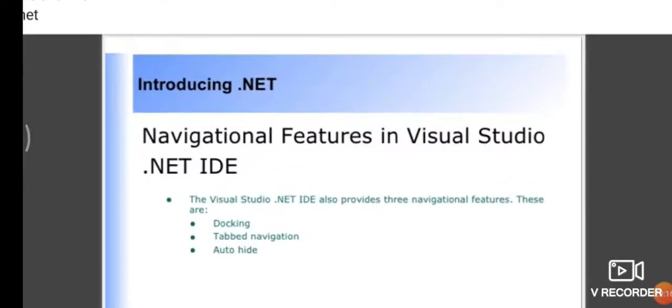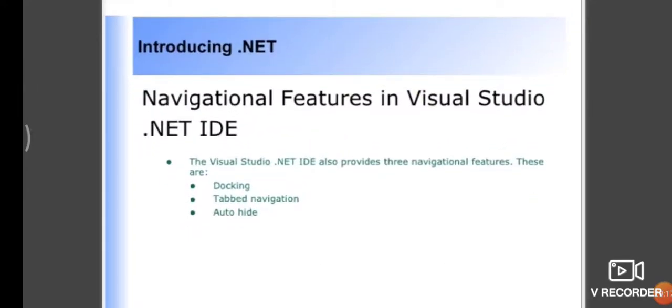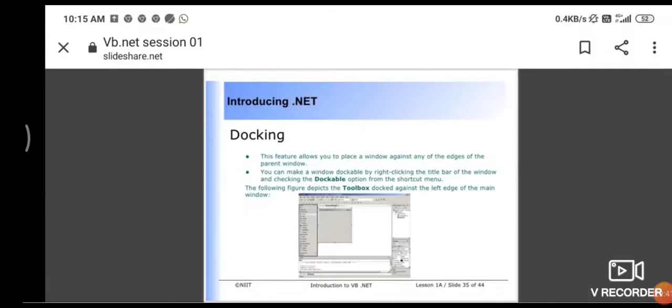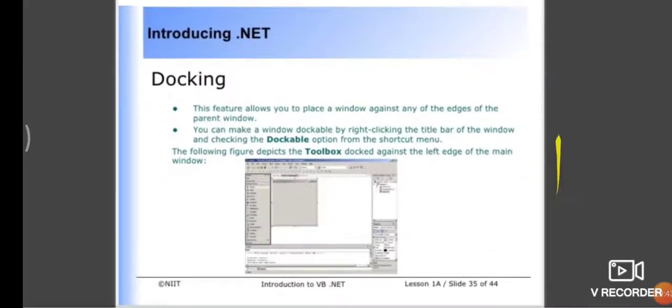What are the navigational features in Visual Studio? Docking, tab navigation and auto hide. Docking means that there are several kinds of formats which are given. You can arrange your files. And in tabbed navigation, you can navigate from one window to another very easily. And auto hide, if you switch to one window, then the previously used window will be hidden by itself. This is how the docking helps there.